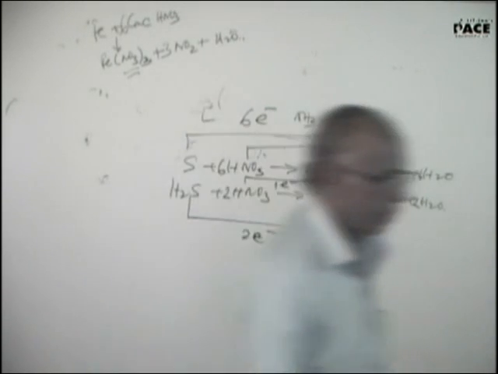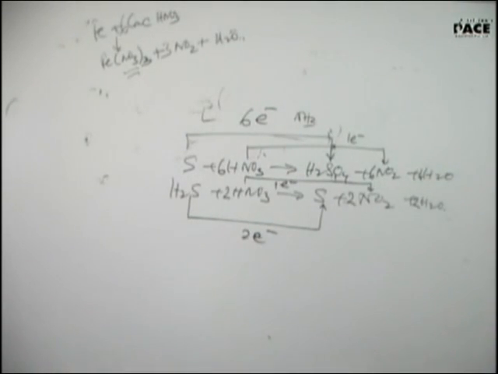Excuse me, sir. While H2S gets converted to H2SO4, S will get converted from 2 minus to 6 plus. So sir, what is the problem? Since it is reducing in nature, it will have a tendency to oxidize itself. So why won't it get converted? Because it is reducing in nature, it does not get oxidized to a very high oxidation state.